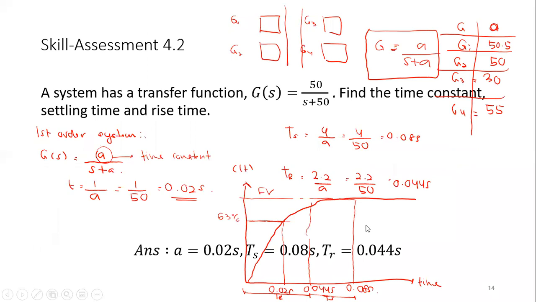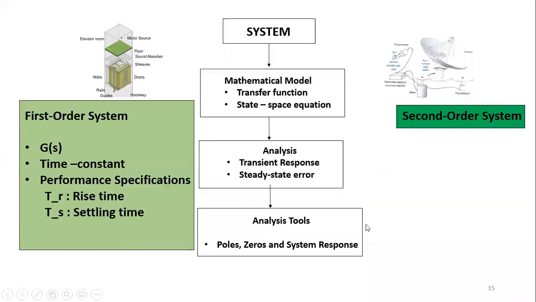At the end of this, what we conclude from this lecture today is that we talk about the analysis of the system in the transient response only. For today's lecture, we are just covering the first order system, where we learned about the general form of the transfer function, which is G(s) equals a over s plus a.